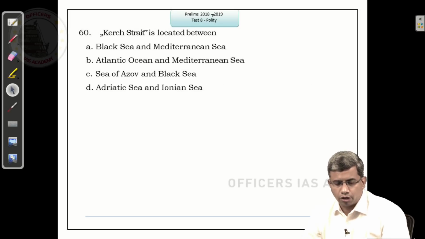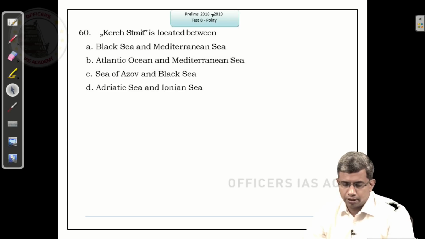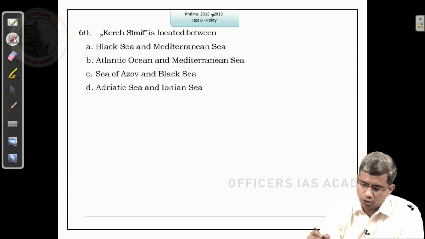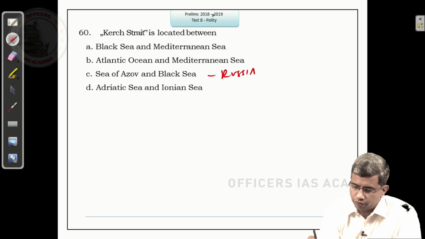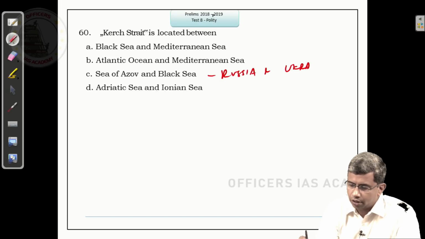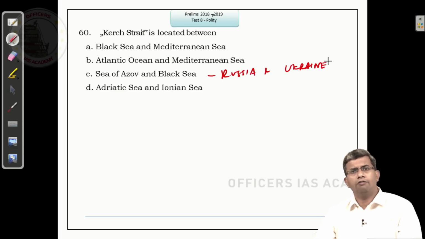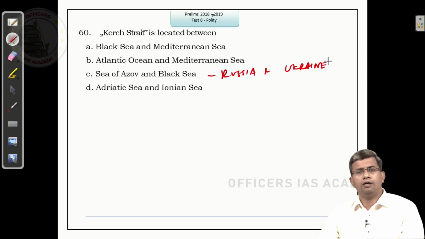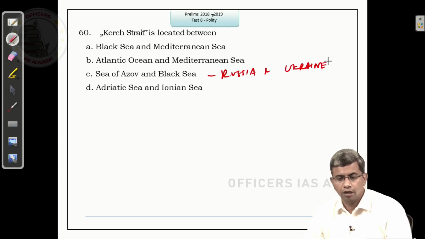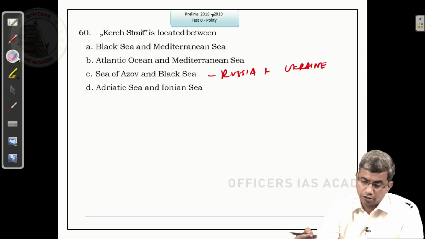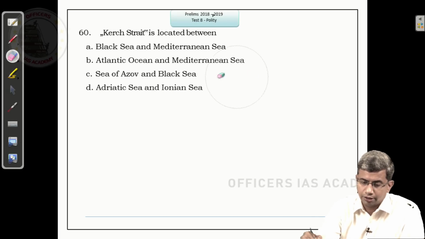Kerch Strait is located between, the answer is Sea of Azov and Black Sea, and this is related to the Russia and Ukraine conflict. There were violations made by Russia, and Ukraine had taken strong exception to it. So the Kerch Strait is situated between the Sea of Azov and Black Sea, and it is currently in the news because of the Russia-Ukraine conflict.